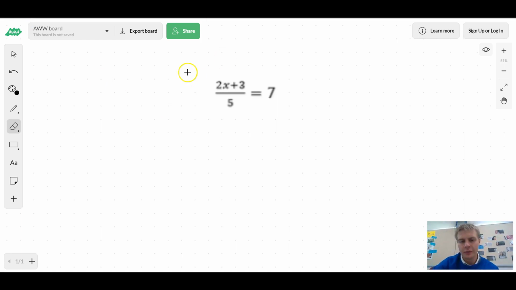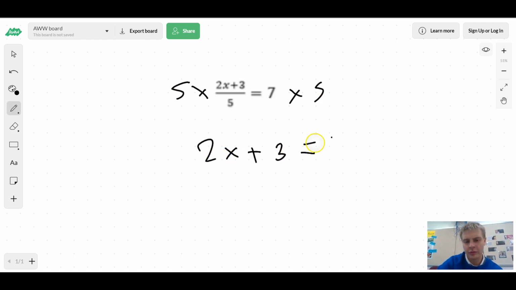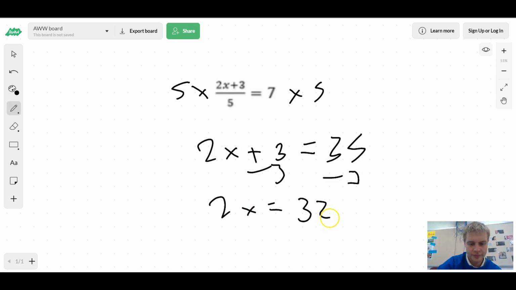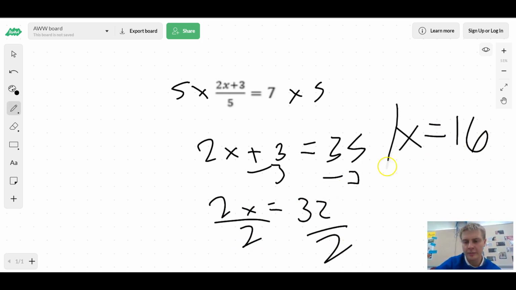Okay, so for this problem, normally, again, you want to deal with that positive 3, but you can't because the 5 is blocking everything. So we're going to have to deal with the 5 first. To undo that division, we multiply. So we're going to get 2x plus 3 is equal to 35. We're then going to minus 3, get 2x is equal to 32. Then we're going to divide both sides by 2 and get x is equal to 16. And that's how I'd get my final answer.